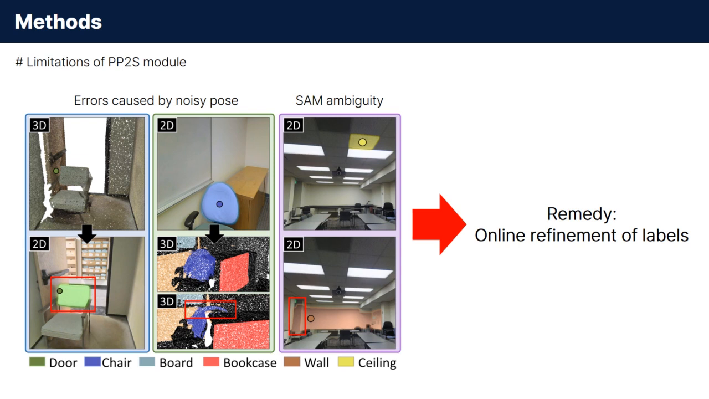However, we also observed several limitations in PP2S originating from the noisy pose or SAM ambiguity. These are mainly due to the fixation of enhanced weak labels after using the PP2S module. As a remedy, we aim to refine the labels in an online manner.